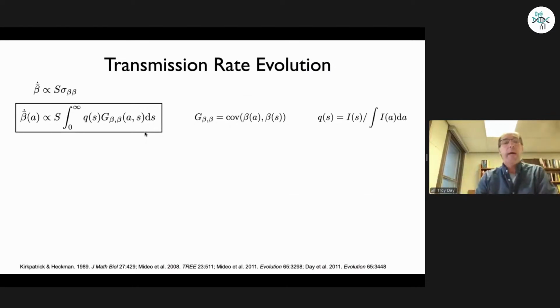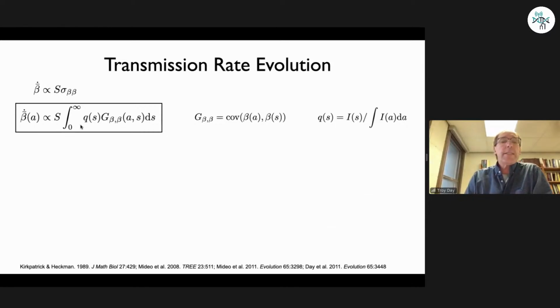Okay, and the structure of this model is basically an extension of this nice set of ideas that Kirkpatrick and colleagues have developed over the years for the evolution of function-valued traits in quantitative genetics. So this G here is the genetic variance-covariance function, measuring the covariance between transmission at different ages during an infection. And Q is the frequency distribution of infections of different ages.